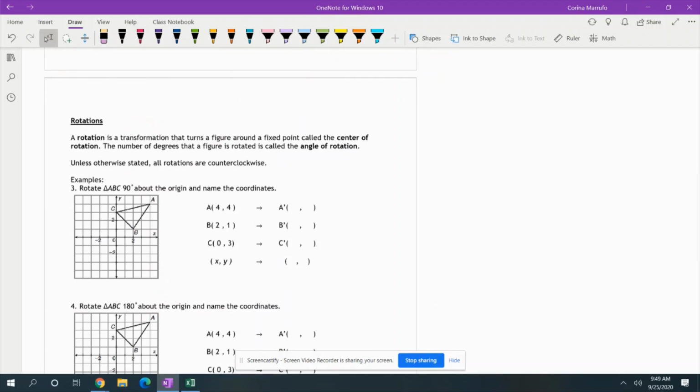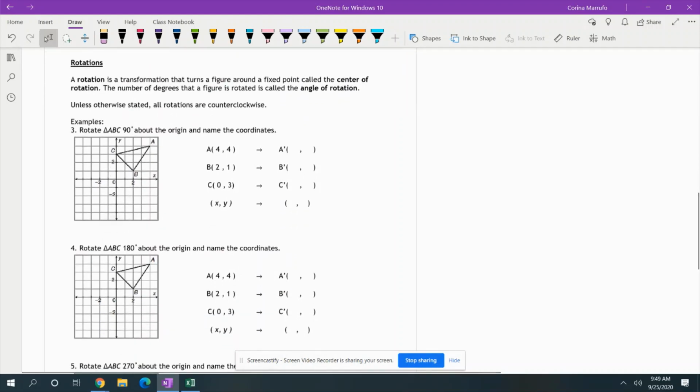All right, next section, rotation. So rotation is a transformation that turns a figure around a fixed point called the center of rotation. The number of degrees that a figure is rotated is called the angle of rotation. Unless otherwise stated, all rotations are counterclockwise. So if they don't say what it is, you go counterclockwise. If you don't know counterclockwise, it's in this direction, the opposite direction of what a clock goes.